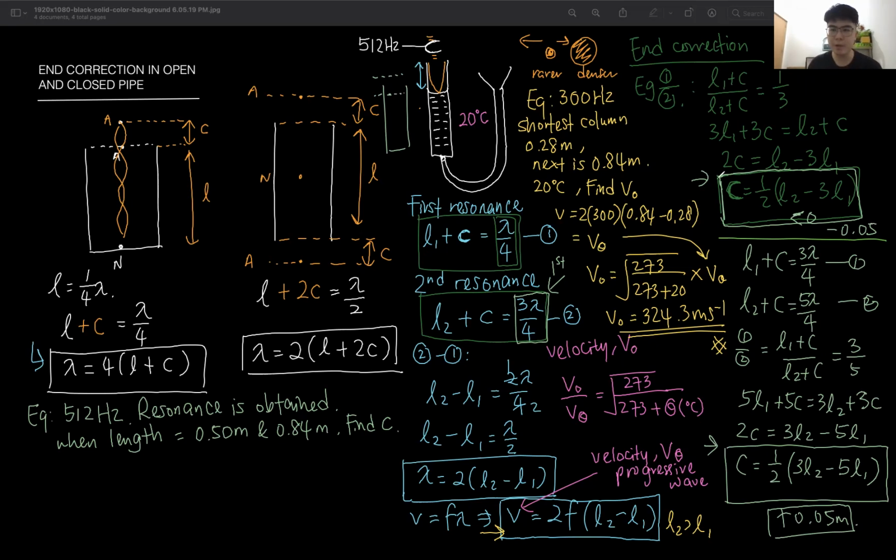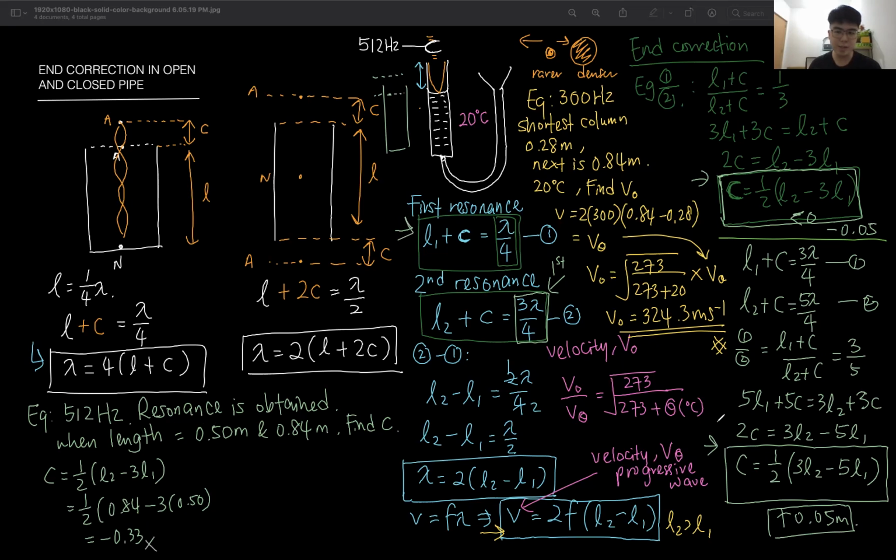All right, then we use, okay, the first one, we try the first one. C equals half of L2 minus 3 L1. Remember, L2 is bigger than L1, so 0.84 minus 3 times 0.50. What do we get? You calculate this, you get negative, right? You get negative 0.33. What does it mean? Meaning that the first resonance is not the fundamental. So that is why you get negative here.